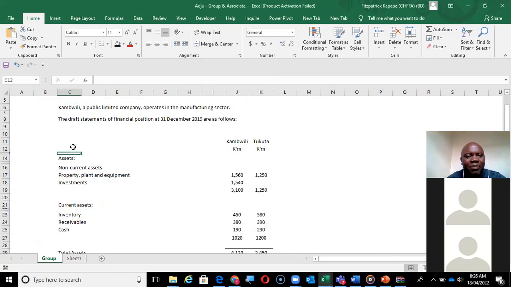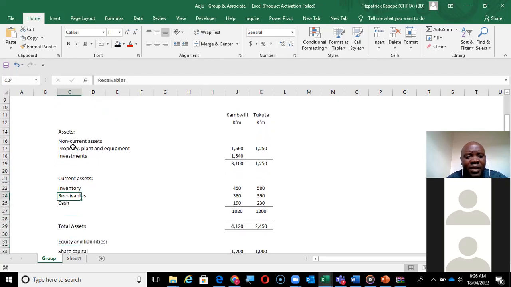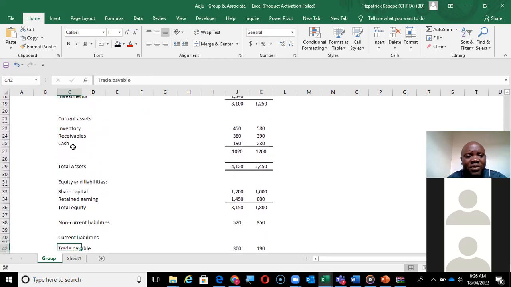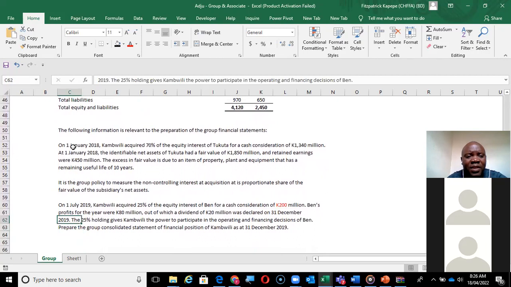Okay, Cambidi, a public limited company, operates in the manufacturing sector. The draft statements of financial position at 1st December 2019 are as follows. So we have the balance sheet for both Cambidi and Tukuta. Non-current assets, we have investments, and we have this statement that reads, the following information is relevant to the preparation of the group financial statements.